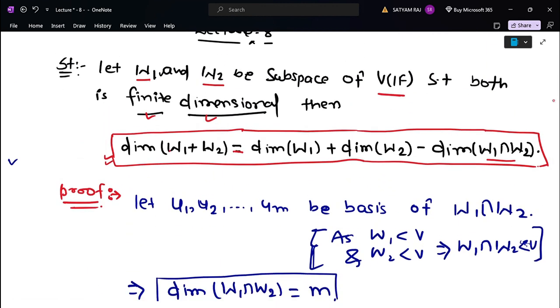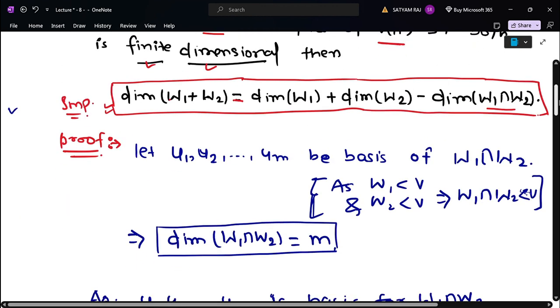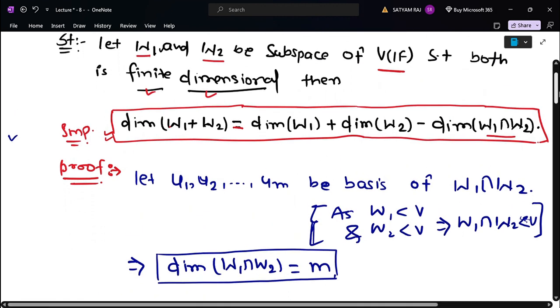So we have here four subspaces. First one is W1 plus W2, second is W1, third is W2, and fourth is W1 intersection W2. And we need to prove this relation for the dimension, and it is very important. One should know in linear algebra that this is a very important theorem. Now we will prove it.